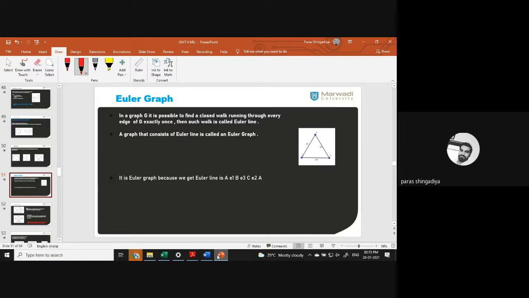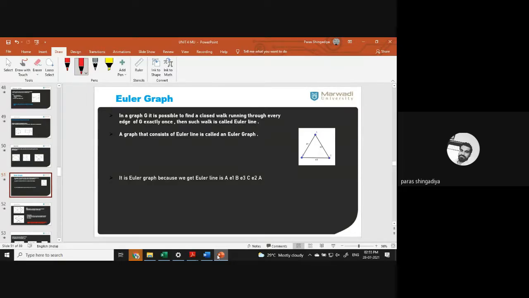That type of question is asked for 6 marks: Define Euler graph and Hamiltonian graph with example. So mention both definitions, write any result there is, and then create two graphs. One graph is Euler and the second graph is Hamiltonian. You also have to mention the Euler line for the Euler graph and the Hamiltonian circuit for the Hamiltonian graph. That is asked for 6 marks.